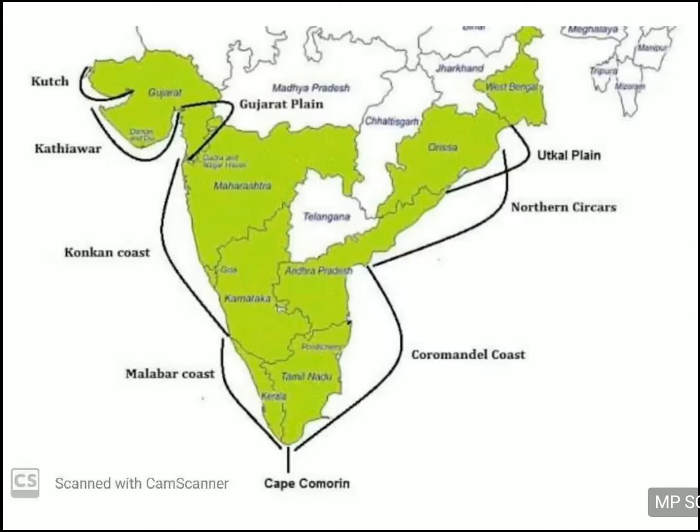You can see the division in the next picture. You have the Kutch coast and Kathiawar coast, then you have the Konkan coast. The Goan and Konkan are written together here as the Konkan coast, and then you have the Malabar coast on the western side. All these coasts are there. On the eastern side you can see the division is between Northern Sarkar and Coromandel coast. This way these coasts are divided into different parts.